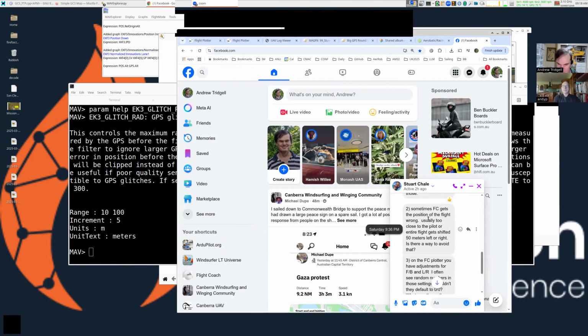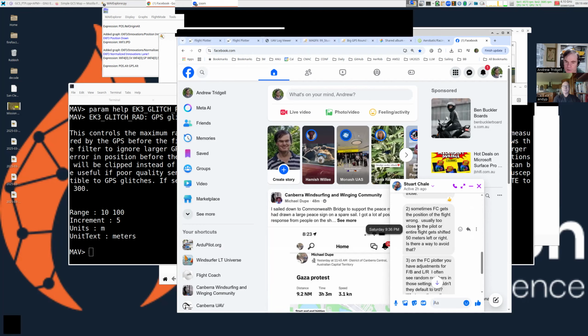Sometimes FlightCoach gets the position of the flight controller wrong, usually too close to the pilot. The entire flight gets shifted 50 meters left or right. Is there a way to avoid this? I'd need an example of that, and this is probably an EKF origin issue. But I would need Stuart to provide an example log showing that for me to try to work it out. And it may well be an issue within how FlightCoach is displaying things as well.